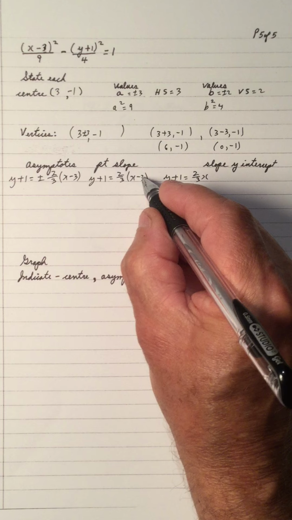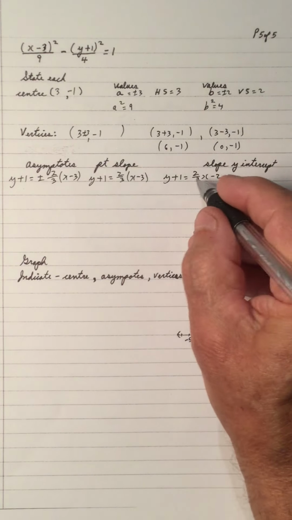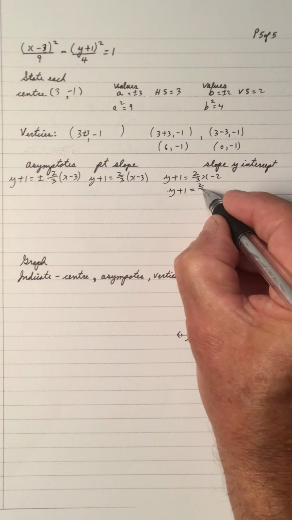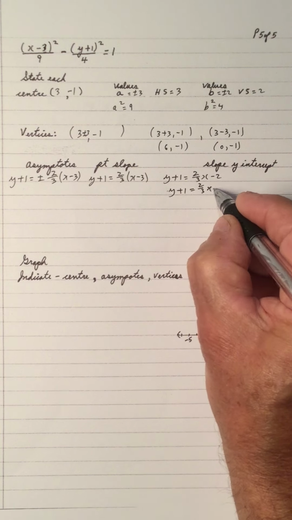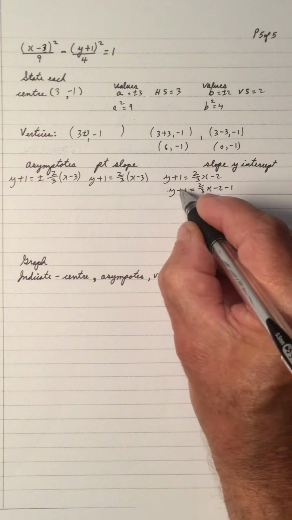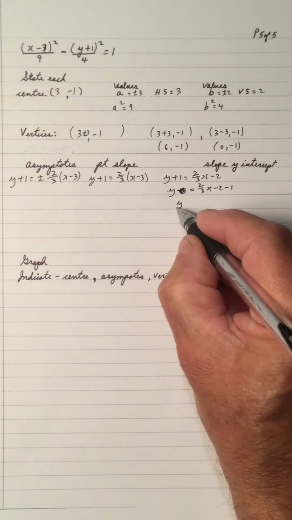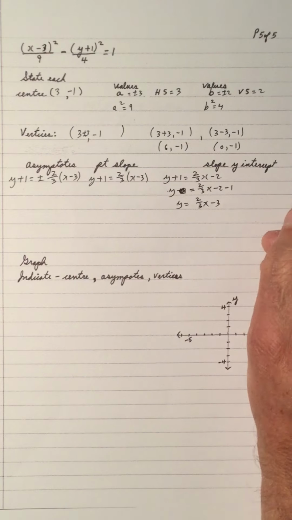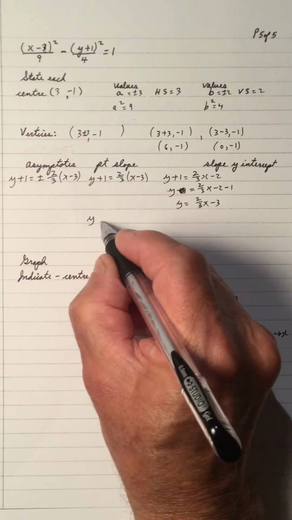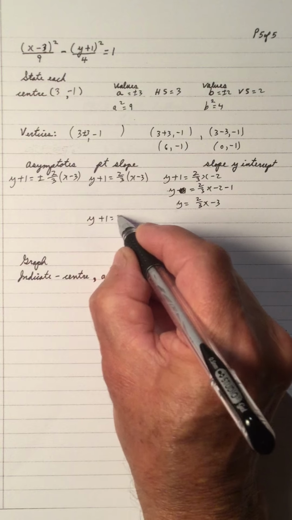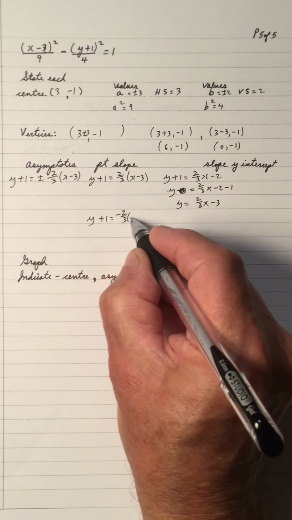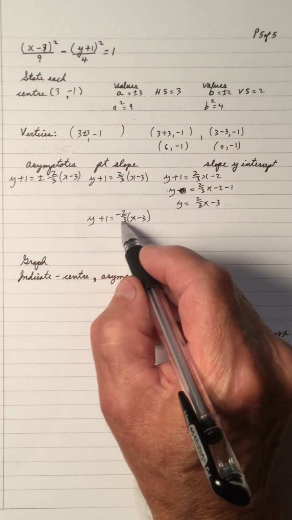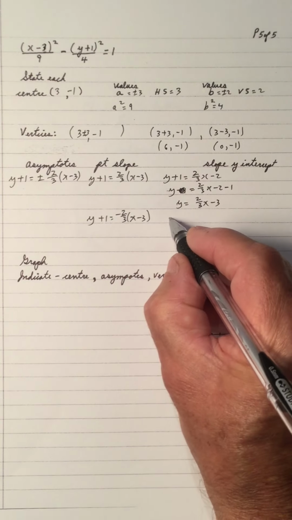2/3 times negative 3 is negative 2. And we keep working that out. We get y plus 1 is 2/3 x minus 2. I'm going to move that 1 over, take it away from there. So y equals 2/3 x minus 3. And the other one is y plus 1 is negative 2/3 x minus 3. So this is the positive slope, this is the negative slope.